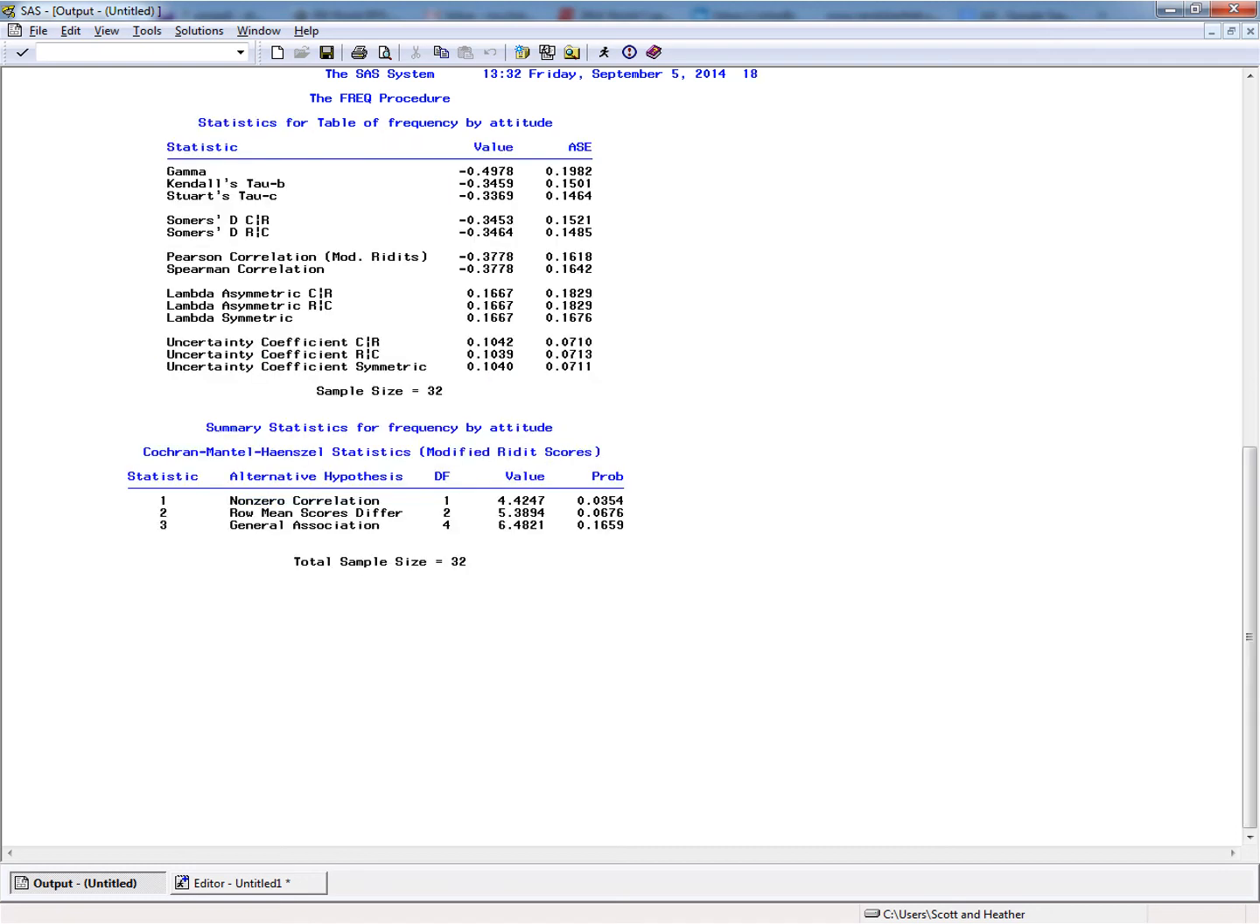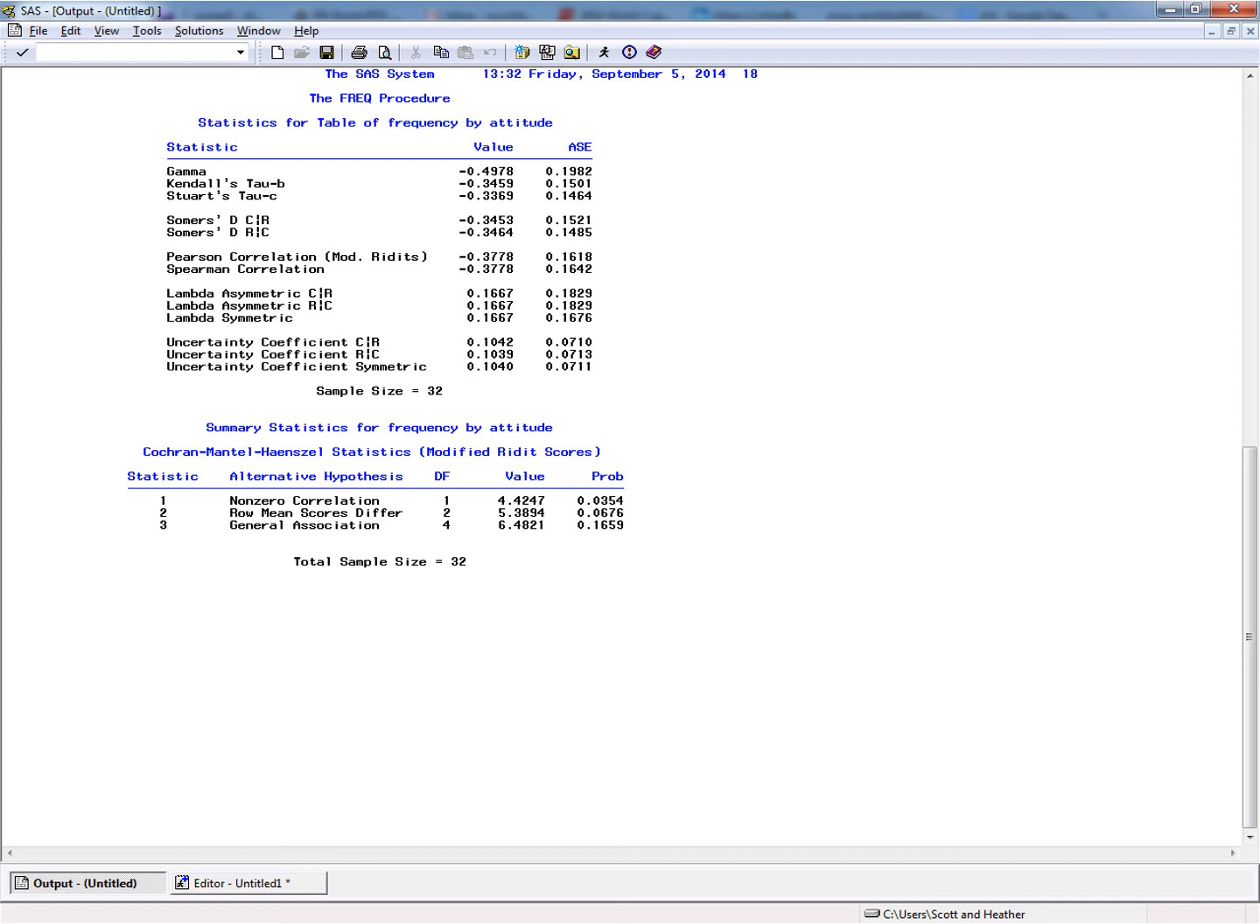Here's some follow-up output, right? So the CMH option gives us those values at the bottom. The non-zero correlation line is the same thing, just reported in 2 different places. So that, again, 1 degree of freedom, test statistic, same as before, 4.4247, same p-value.